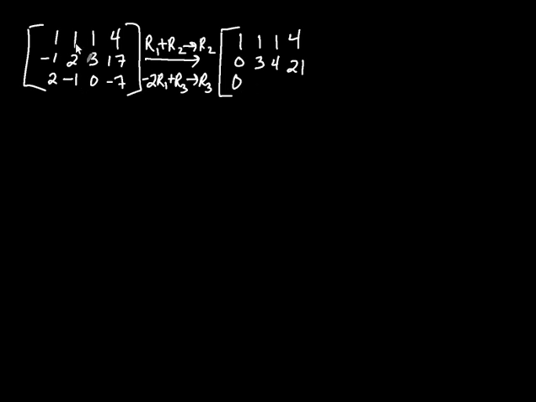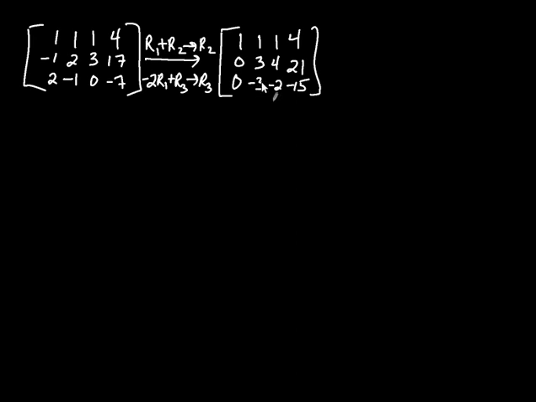Negative 2 times this is negative 2, added to that is negative 3. Negative 2 times 1 is negative 2, added to this is negative 2. Negative 2 times 4 is negative 8, added to negative 7 is negative 15. Okay, so it's looking good, right? We have a 1 with zeros below it. Now ultimately we want a 1 right here and a 0 below it.